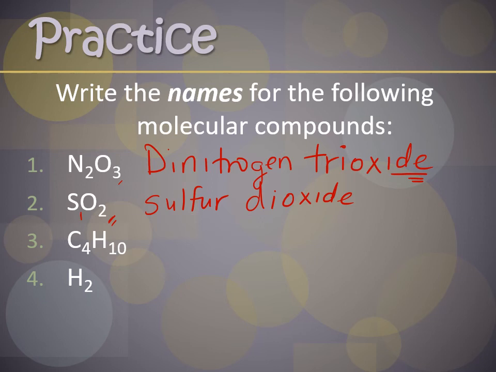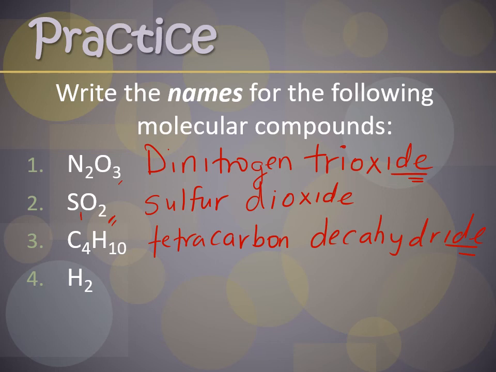I see I have 4 carbons and 10 hydrogens. So 4 is tetra, so this is going to be tetracarbon decahydride. Okay. And then lastly, I see that this is still a diatomic molecule. There's still 2 atoms bonded together covalently, but it's the same element, and it is a Hofbrinkel element, which means that it is going to be named as a gas. So this is actually hydrogen gas. Okay.